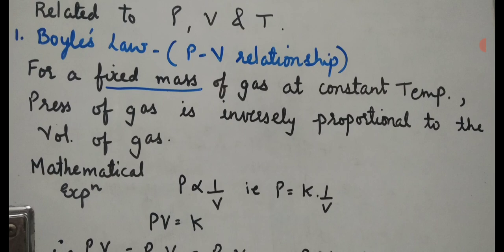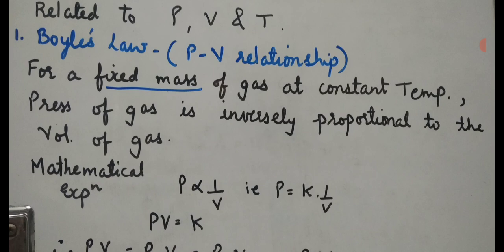For a fixed mass of gas, what is fixed mass? Mass is constant here and at constant temperature. Temperature is also constant, mass is also constant. You will find that pressure is inversely proportional to the volume. Inversely म्हणजे when one factor increases, when one of the parameters is increasing, other is decreasing. This is called inverse proportion, inverse variation. So we find that pressure is inversely proportional to volume.